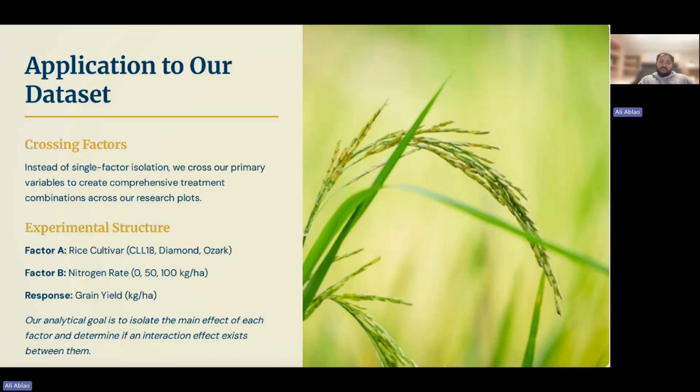In this study, instead of looking at one factor at a time, we cross two main factors to create different treatment combinations. Our experiment includes factor A, which is the rice cultivar, including CL18, Diamond, and Ozark, and factor B, the nitrogen rates, ranging from 0, 50 to 100 kilograms per hectare, and our response is the grain yield. The main goal is to evaluate both the individual effect of cultivar and nitrogen, and also determine if there is an interaction between them.